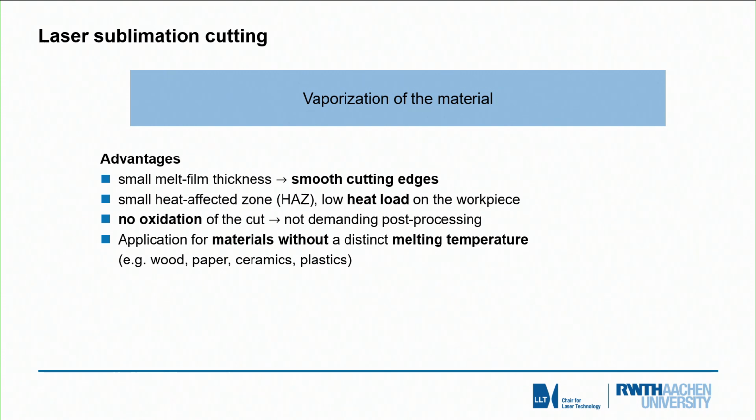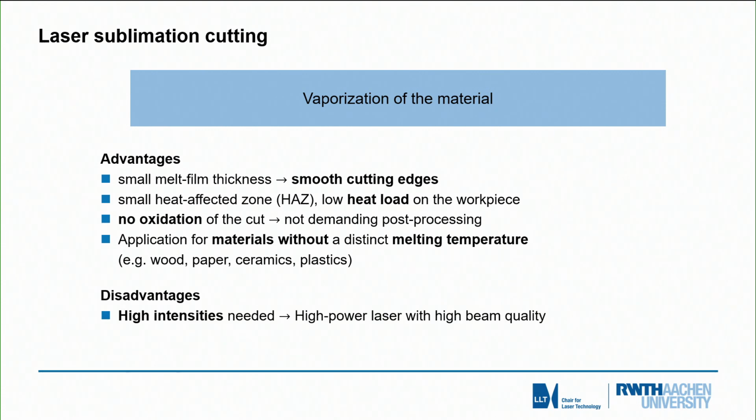and we can apply this process very efficiently for materials which do not really have a distinct melting temperature, for example wood, paper, ceramics, or plastics. You see some advantages here. The disadvantages are that we need relatively high intensities because we need to overcome the vaporization energy density. If we use laser cutting with melt, then we just need to go beyond the melting density.